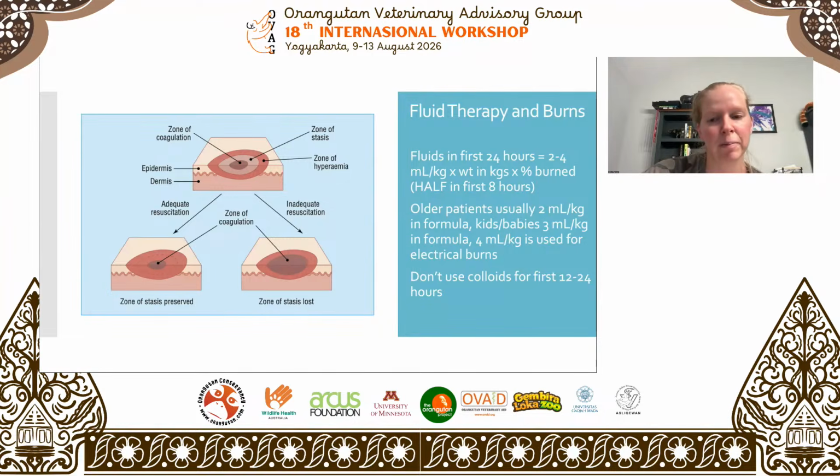It's all going to go into this zone of hyperemia if we give albumin or plasma or hetastarch to a burn patient in the first 12 to 24 hours. It is all going to go to these zones of hyperemia and it's actually going to pull more fluid out, because we're going to have even more protein there that can pull fluid, and we're going to lose it all. And so you will very likely need colloids for your burn patients.